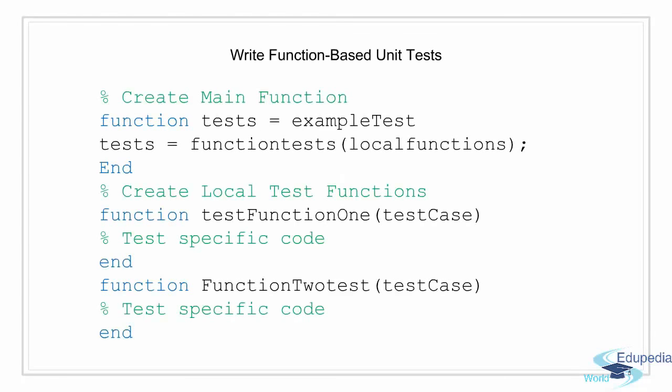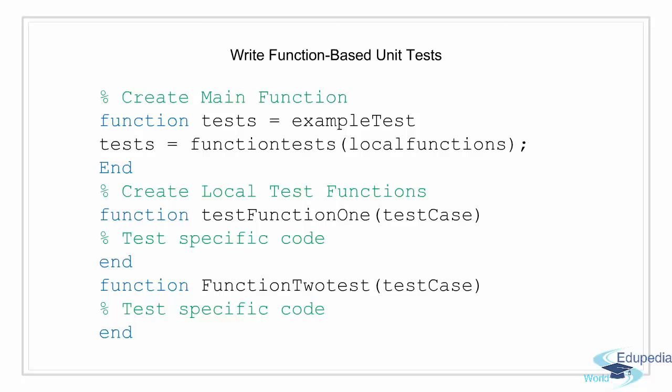As discussed briefly before, function-based unit tests are very similar to script-based unit tests. All tests are in a single function file. This function file has a main function that collects all of the local test functions into a test array. Since it is the main function, the function name corresponds to the name of your .m file and follows the naming convention of starting or ending in the word test, which is case insensitive. In the sample shown on this slide, I have an example test function file with local functions test function1 and function2 test. The main function needs to make a call to functiontests to generate a test array.